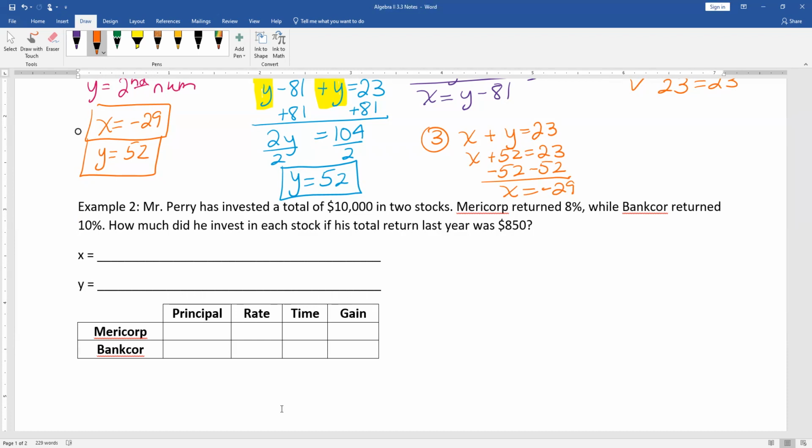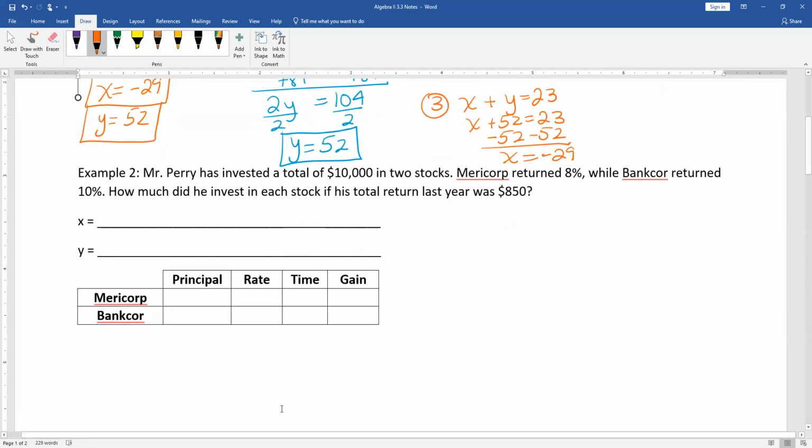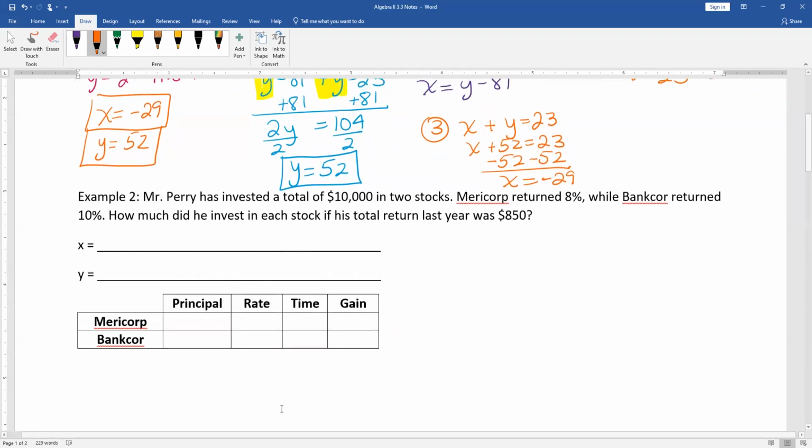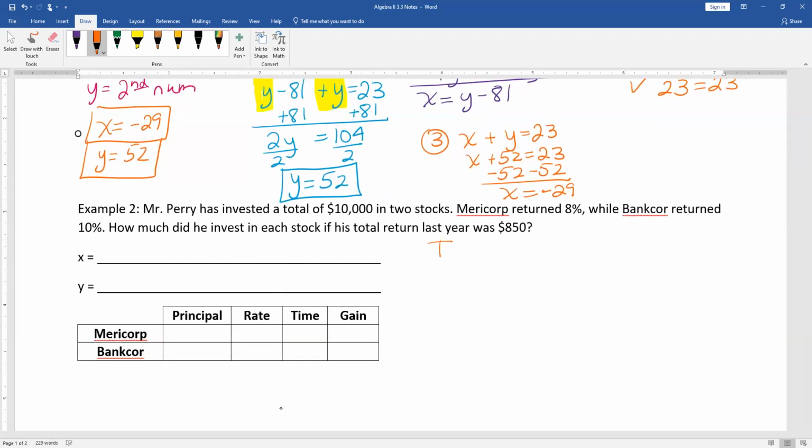All right, so our example 2 says, Mr. Perry has invested a total of $10,000 in 2 stocks. AmeriCorp returned 8%, while Bancorp returned 10%. How much did he invest in each stock if his total return last year was $850? So we know that we're going to be using our base interest equation. So interest equals principal times rate times time.